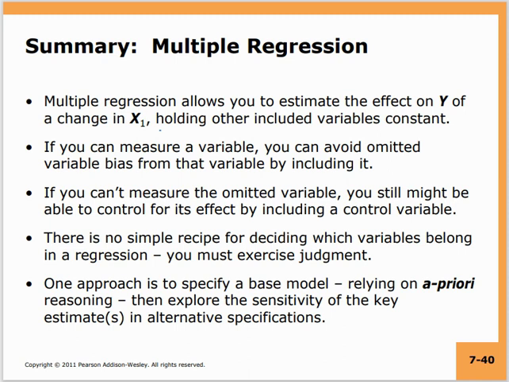If you can't measure the omitted variable, you still might be able to control for its effect by including a control variable. There is no simple recipe for deciding which variables belong in a regression. You must exercise judgment. Okay, so you must think about your model and you must think which are the variables you could possibly include for which you have data. So one approach is to specify a base model relying on a priori reasoning and then explore the sensitivity of the key estimates in alternative specifications.